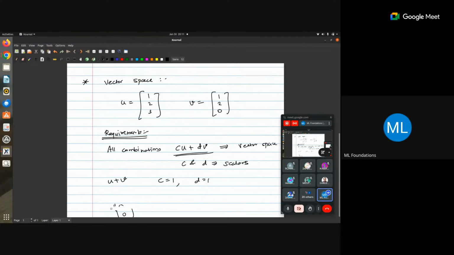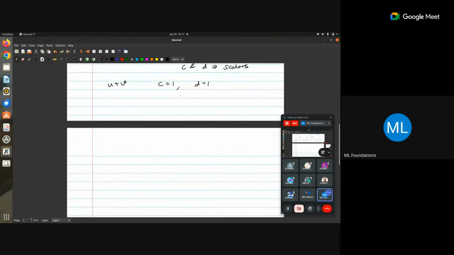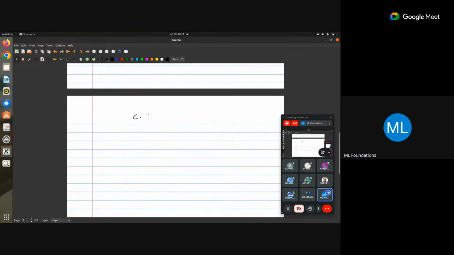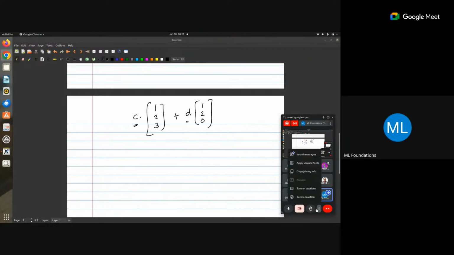So what I'm saying is, all the linear combinations. Okay, I'll just write it down again. c times, maybe, 1, 2, 3 plus d times 1, 2, 0. If we are getting all these combinations by changing the values of c and d, that will form a vector space, and this should include 0, 0, 0 also. Do you get it? How will this vector space look?